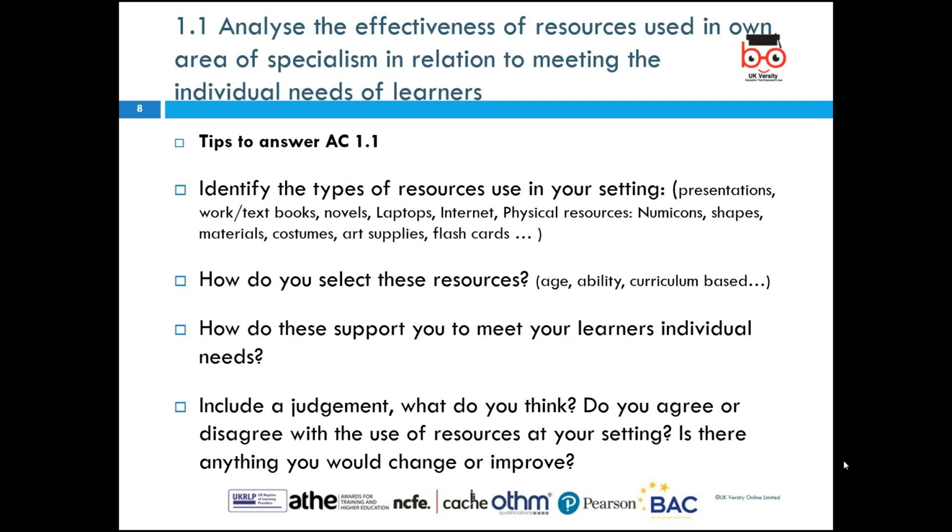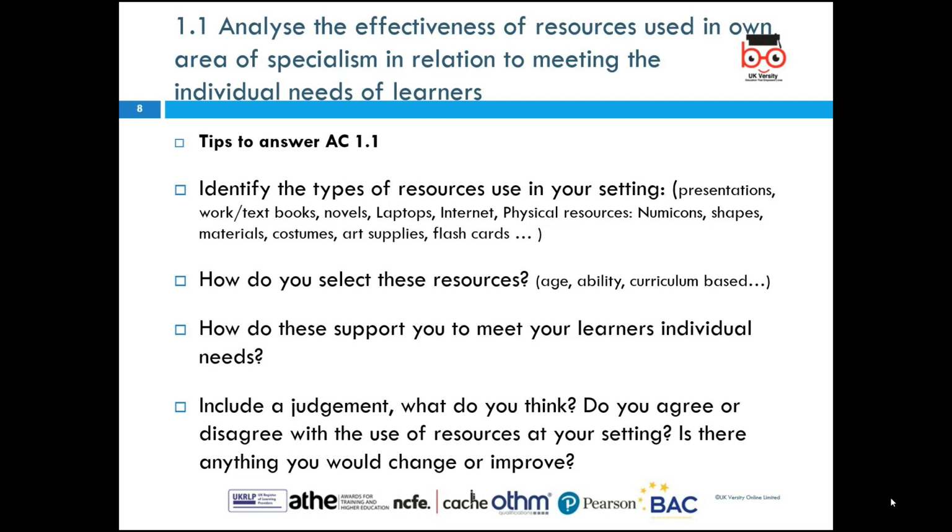Yep. So for 1.1, what I'd like you to do is identify the types of resources that you use in your setting. Just things like you've mentioned now: presentations, workbooks or textbooks, laptops, flashcards. You mentioned for maths activities last time, things like numicon, number lines, all of those, even shapes. So think about how you select these resources. First identify them, tell me what they are. Tell me how you select them. Do you do it on age? Do you do it on the ability? Do you go off the national curriculum? So how is it done? Or is it all three?